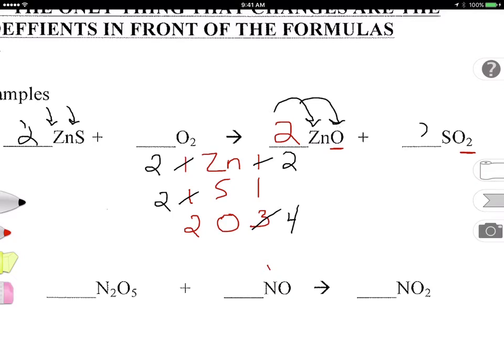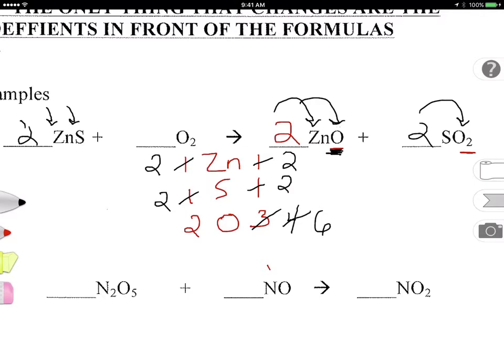So I'm going to try to put a 2 out in front of the SO2. And that'll leave me with 2 sulfurs, and the oxygens will now be at a total of 6 because that 2 gets multiplied by that O2. So you get 4 oxygens there, but you still have the oxygen from the ZnO. So that's how we get 6, okay? So zinc is good, sulfur is good, but oxygen is still not, okay?